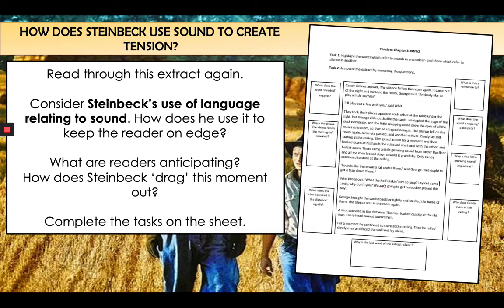You can obviously go back and read through the text if you're not sure. A lot of it is going to be getting you to think really carefully about the language that is used. So think about the connotation of the words. Why has Steinbeck particularly chosen that word and what does it tell us? So pause the video whilst you're doing that sheet, and then there's a tiny little thing to do when you finish that.